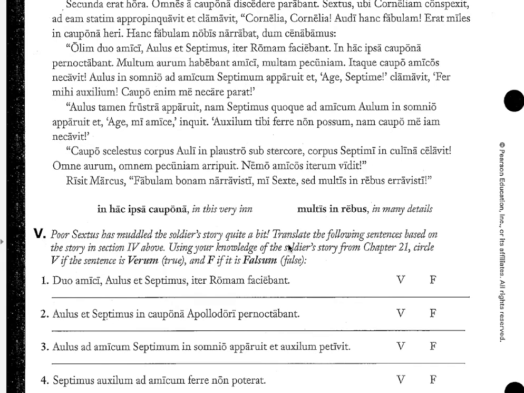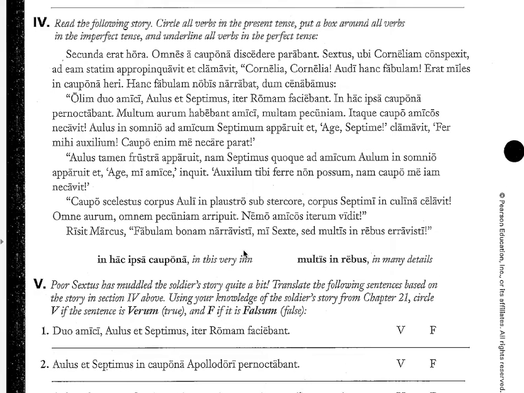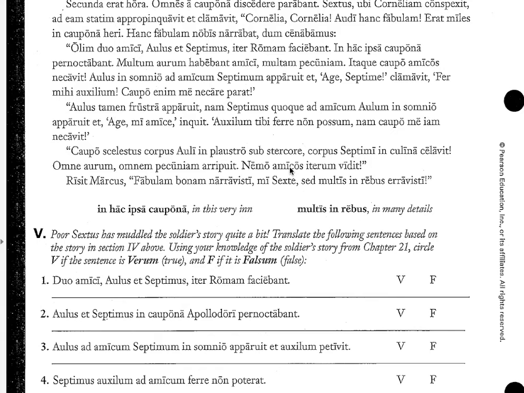So, what does this all mean? Based on this. Okay. The first one, two friends, Alice and Septimus, were traveling to Rome, were making a trip to Rome. I guess this is Sextus saying this. Okay, so then, is that true or is that false? I think it's false because they were making a trip to Greece. I think that is the right answer there.